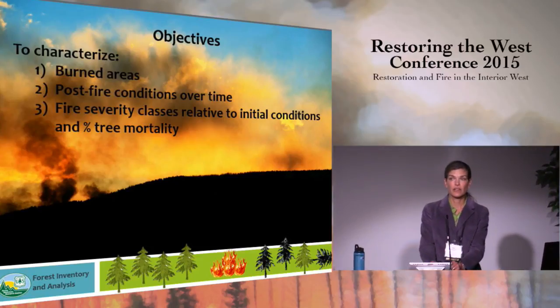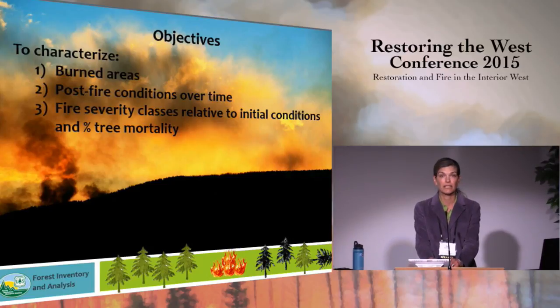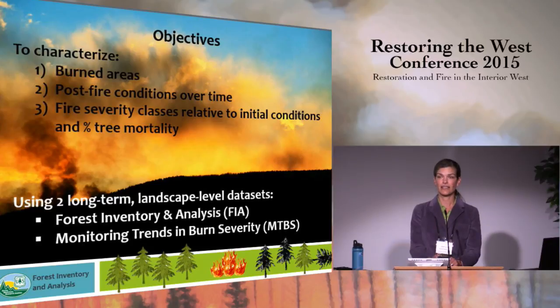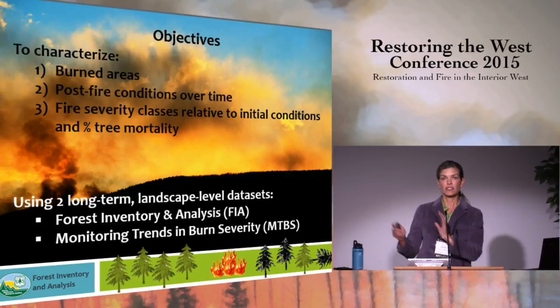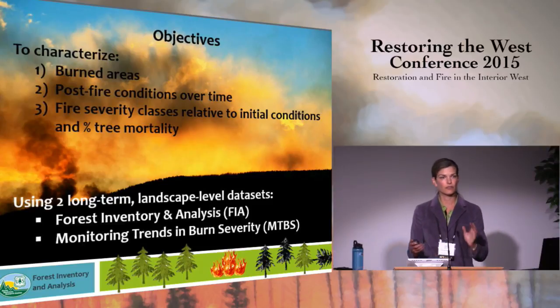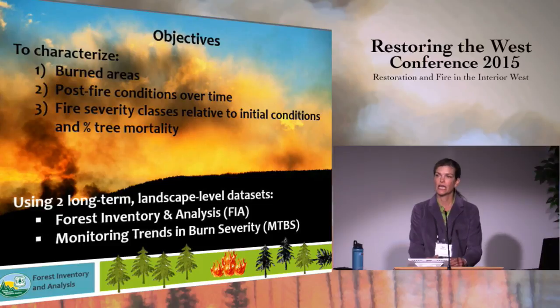So we're doing this at very broad scales using two long-term landscape level data sets. First, the Forest Inventory and Analysis, or FIA data set, and second, the Monitoring Trends in Burn Severity, or MTBS data set. I'm going to talk a little bit first about both of these data sets, and if you do anything with spatial data or intensive plot data, these are both data sets that you might find useful. And they're both publicly available.